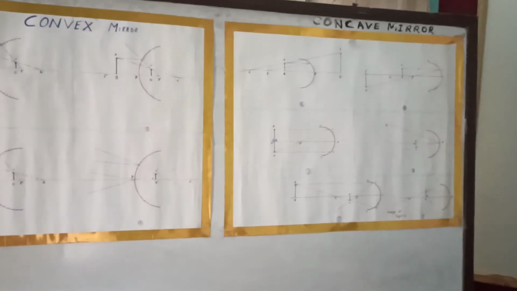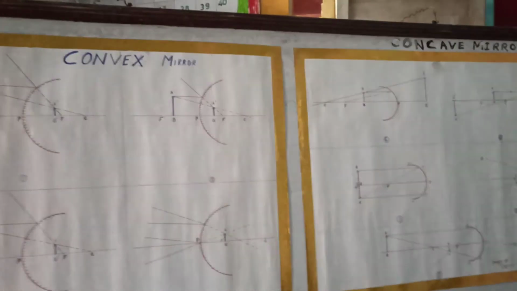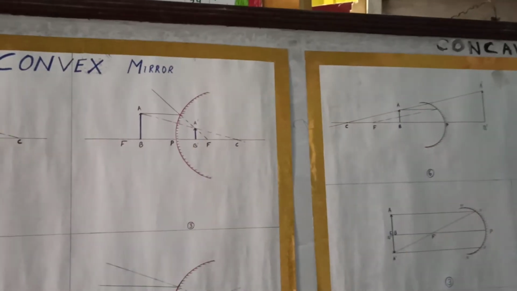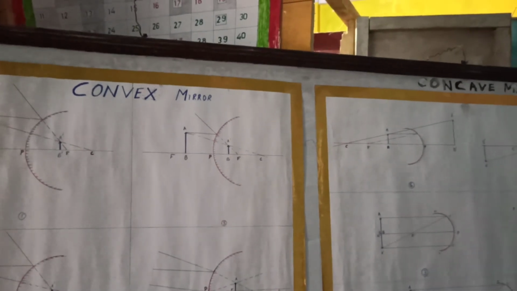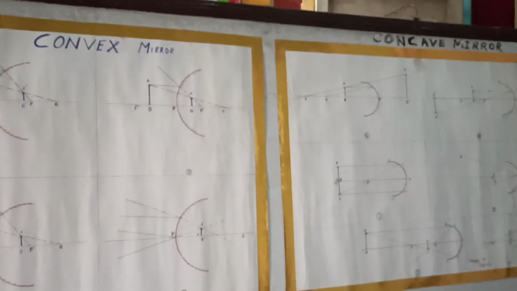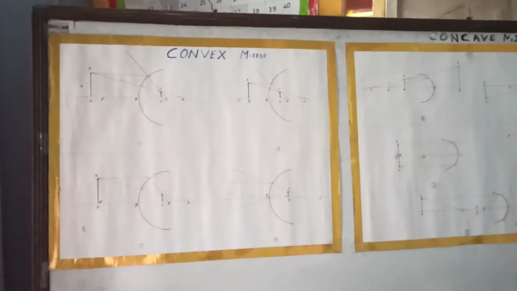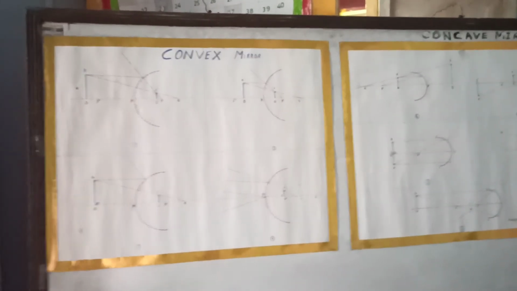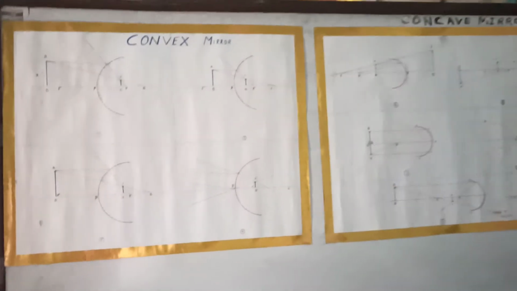So this is all about table 1 and table 2, that is about concave mirror and convex mirror. What we discussed through these tables is the position of the image, size of the image and nature of the image formed in concave mirror and convex mirror. This is all about table 1 and table 2 given in the first chapter, that is reflection and refraction of light. You can also check in your textbook.